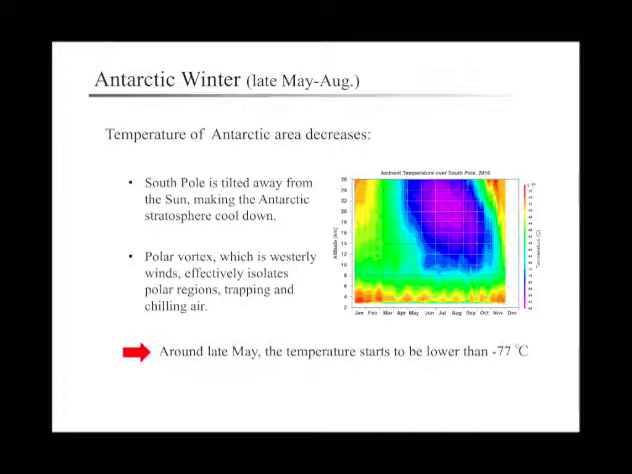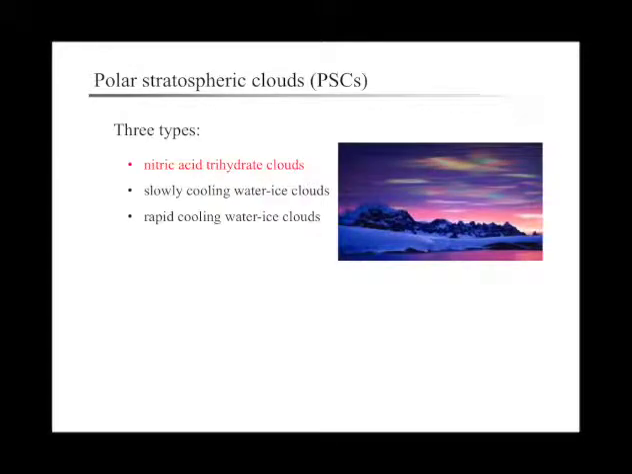Because of these two factors, by around late May, the temperature starts to be lower than minus 77 degrees Celsius, and therefore PSCs, short for polar stratospheric clouds, begin to form. There are three types of PSC clouds, and they have two important influences.